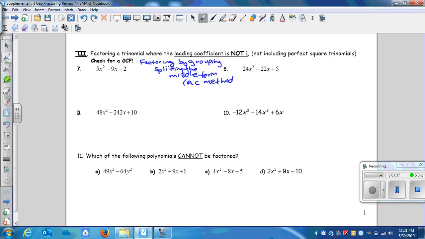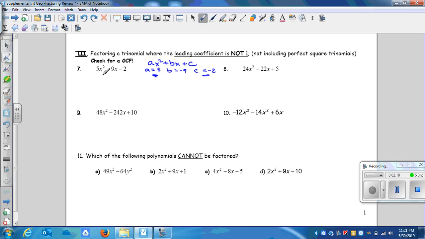Now, in order to use the AC method, I need to define what that is. So I'm going to go ahead and erase what I wrote here and talk about the AC method. So we have this quadratic here. The generic form of a quadratic expression is ax squared plus bx plus c, where a, b, and c are the constants and coefficients of this particular problem. So you'll notice that in this problem, a is 5, b is -9, and c is -2. Now those values, the a value and the c value, are going to come in handy if I choose to use the AC method or factoring by grouping or splitting the middle term.